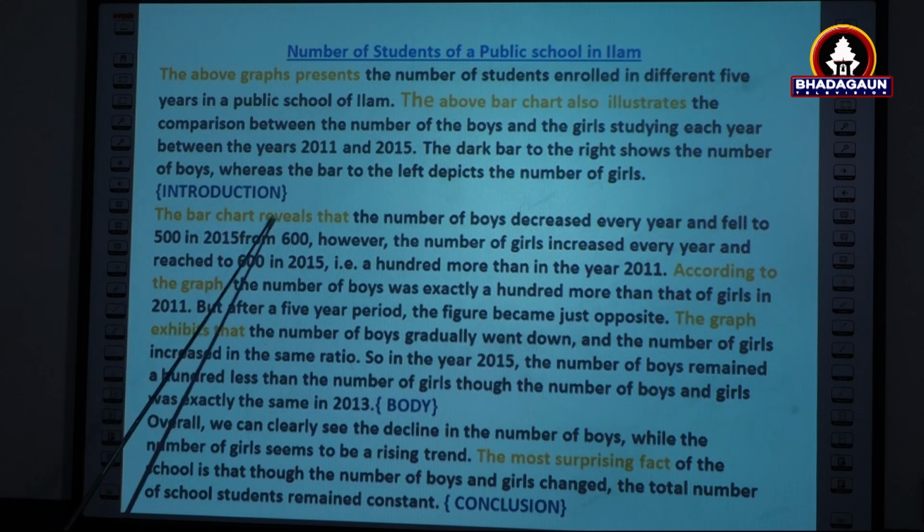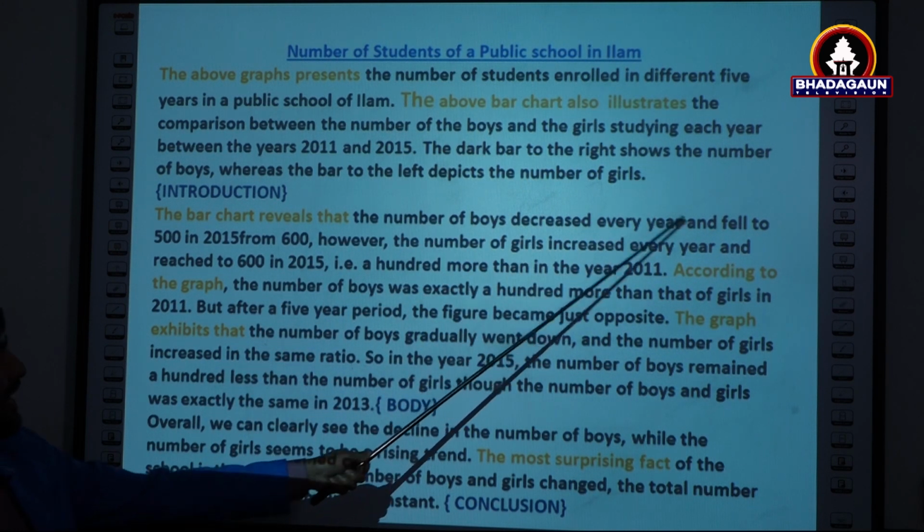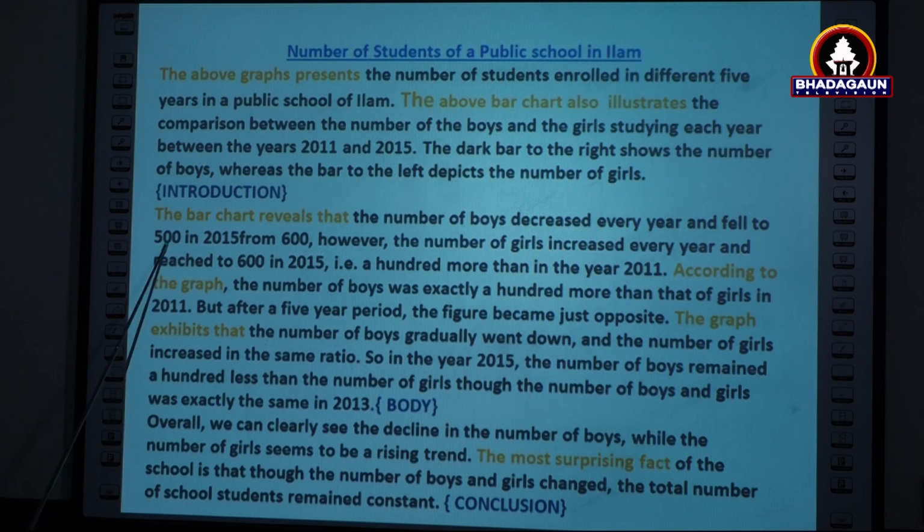The bar chart reveals that, this is a language function we use while interpreting charts and diagrams, the number of boys decreased every year and fell to 500 in 2015 from 600. In 2011, the number of boys was 600, and up to 2015 it decreased by 100 and reached 500, right?